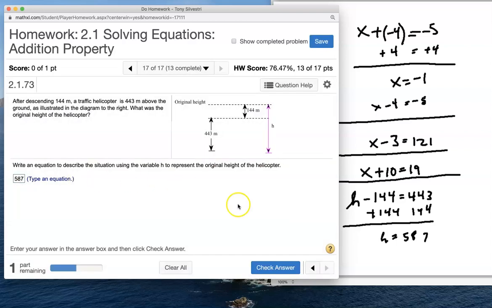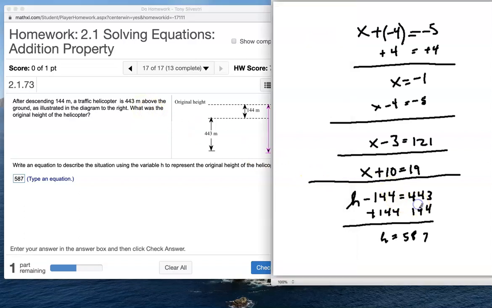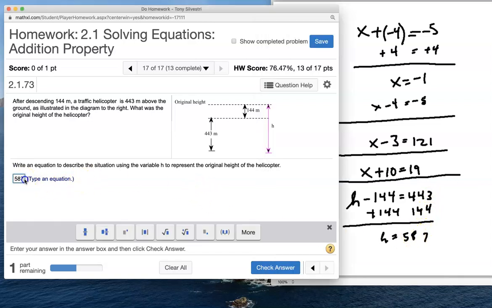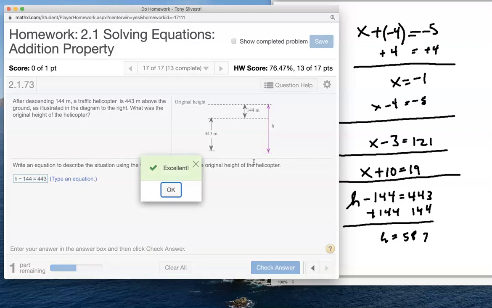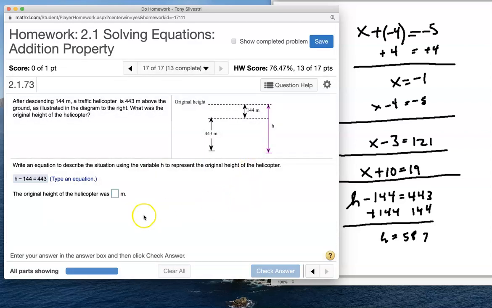Okay, 443 plus 144. Oh, type an equation. Type an equation. I'm sorry. H minus 144 equals 443. Enter. Okay, and then the answer is 587.